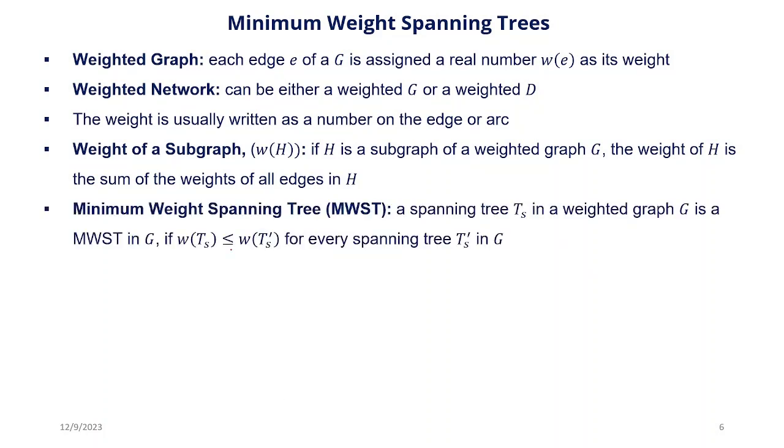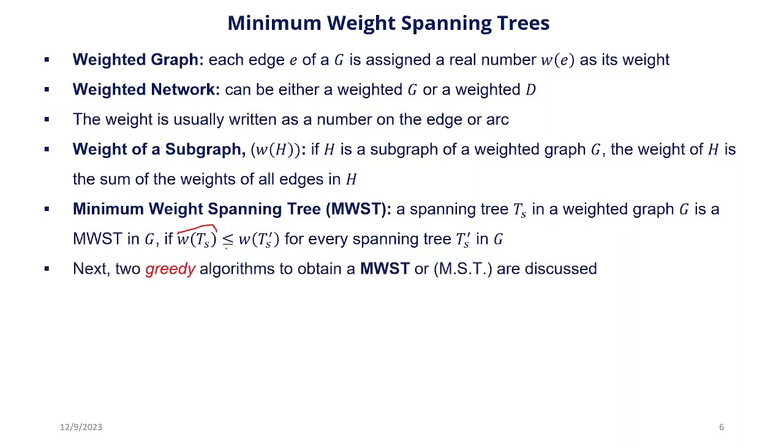A spanning tree T_S in a weighted graph is called a minimum weight spanning tree if, among all the spanning trees of the graph, this particular one is minimum. There is no other weighted spanning tree that is less than this. Then it is a minimum weight spanning tree. Meaning that it is possible that a graph can have several spanning trees.